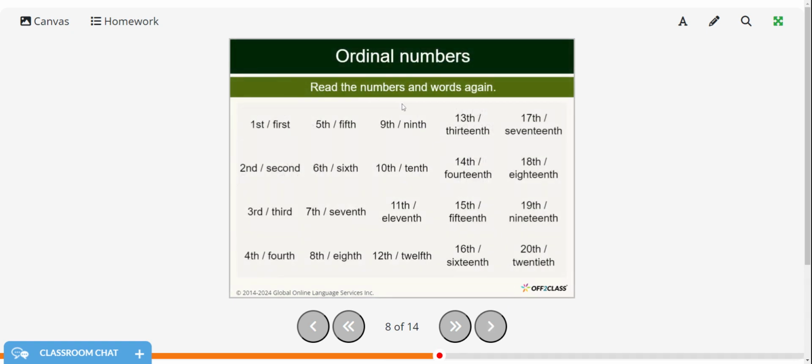All right, I'll read these numbers and words again. First, second, third, fourth, fifth, sixth, seventh, eighth, ninth, tenth, 11th, 12th, 13th, 14th, 15th, 16th, 17th, 18th, 19th, 20th.